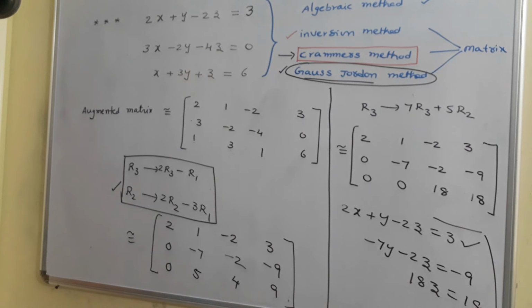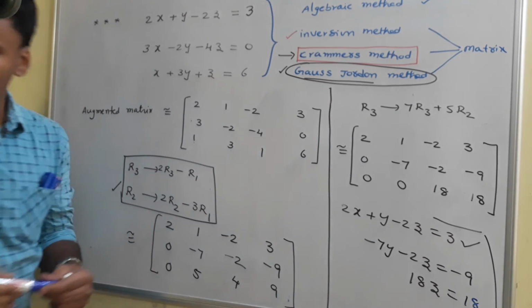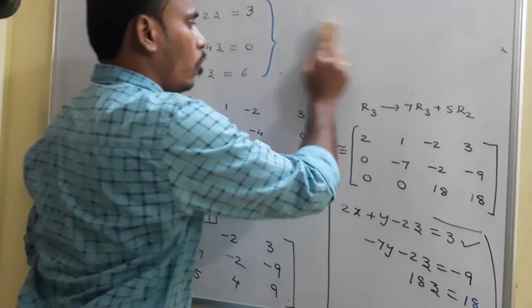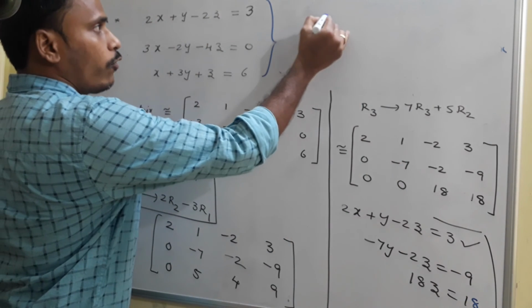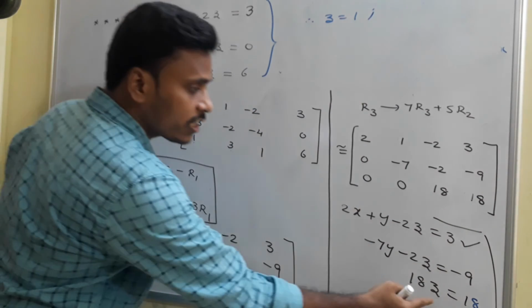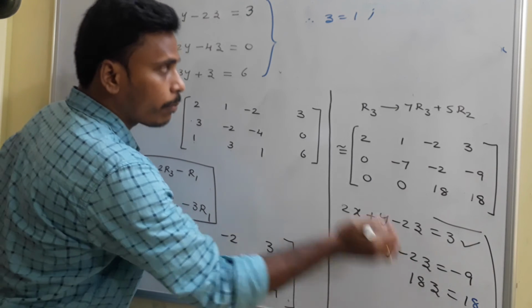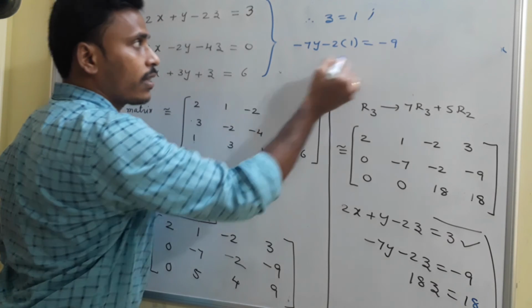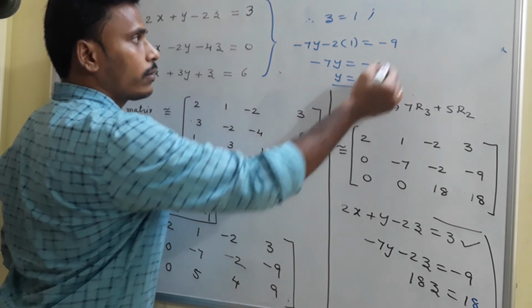Since these are the equations, directly we can say that z is equal to 1, right? 18z is equal to 18. Because of the space, I am erasing this. So directly I am getting the z value as 1. Since z is equal to 1, replace that z in the above equation: minus 7y minus 2 into 1 is equal to minus 9. Minus 7y is equal to minus 7, so y is again 1.